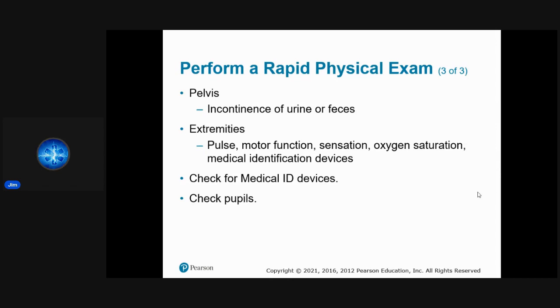Extremities, we're looking for that PMS: pulse, motor function, and sensation. We'll check their oxygen saturation, and we'll also look for medical ID bracelets here. They'll be around the wrist. Check for medical ID devices. And we'll check the pupils.